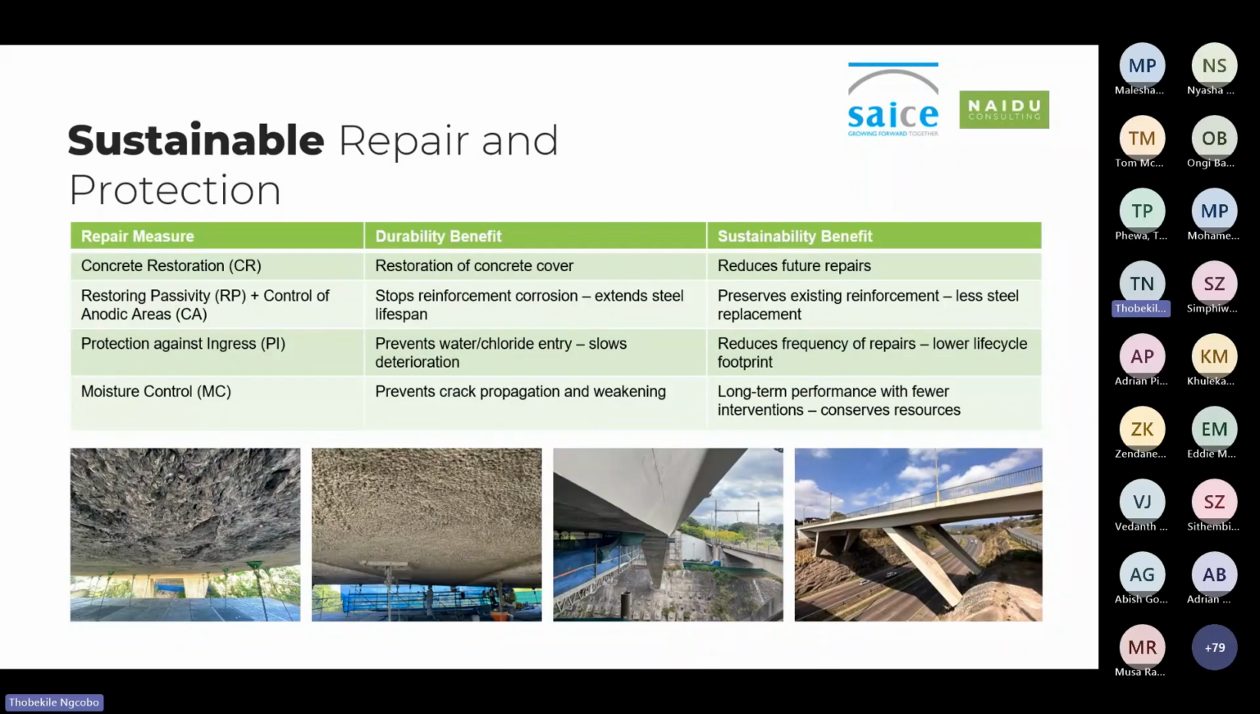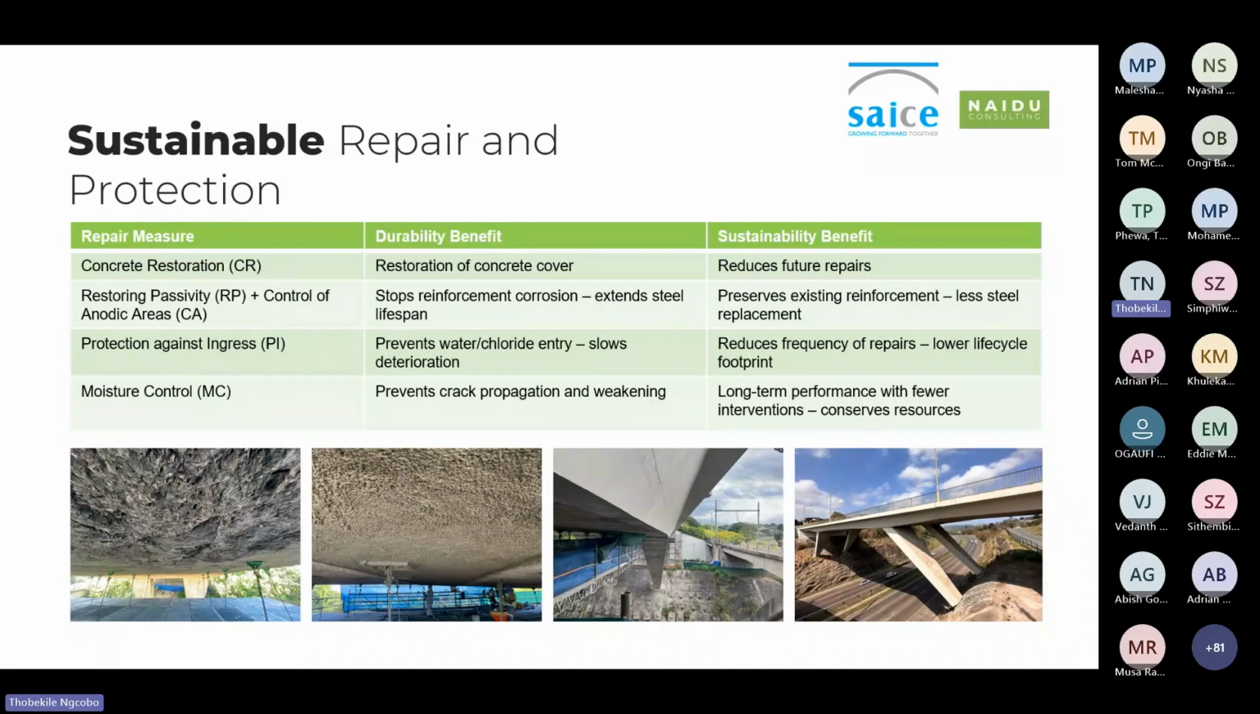Next, restoring passivity and control of anodic areas addressed the corrosion potential of the reinforcement by increasing cover, coating the reinforcement with a zinc-rich primer, and applying migrating corrosion inhibitors. The repair decreased further steel corrosion and extended the lifespan of the existing rebar. Protection against ingress focused on preventing the re-entry of water and chlorides through surface impregnation, crack sealing, and coating systems. Finally, moisture control was implemented using a hydrophobic impregnation.